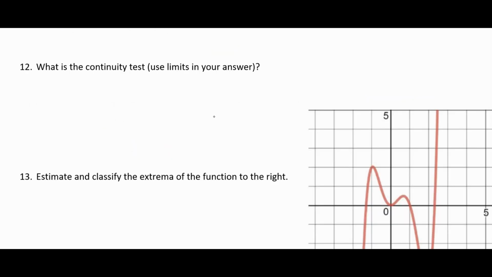For number 12, what is the continuity test? And you need to use limits in your answers. So the definition of continuity, and it's specifically using limits.